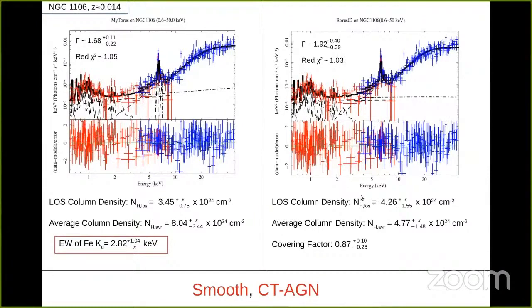Very interesting to note that both the line of sight and average column density are above the CT threshold and almost equal to each other. The covering fraction is also very high, but didn't hit the upper bound like the previous two candidates. Also, the fit shows a strong fluorescent line equivalent width above 1 keV. With all this information, we can conclude that this is a CTAGN with smooth distribution of torus clouds.